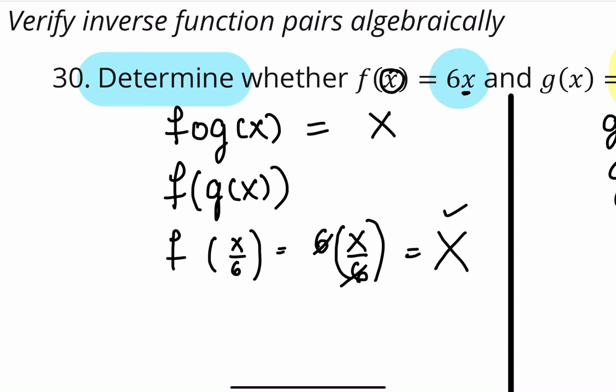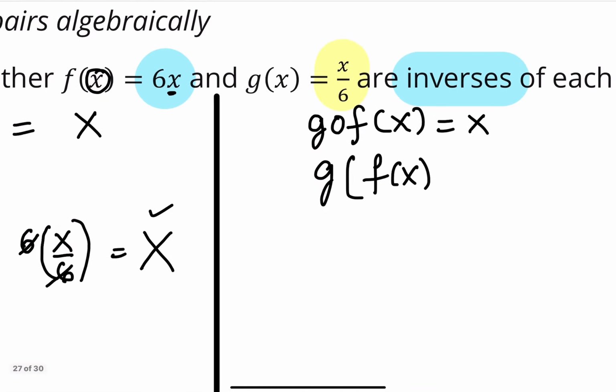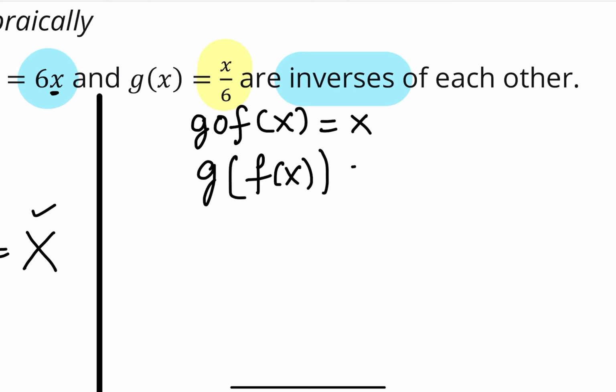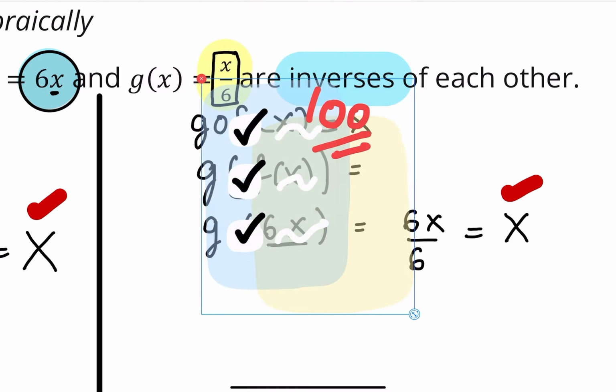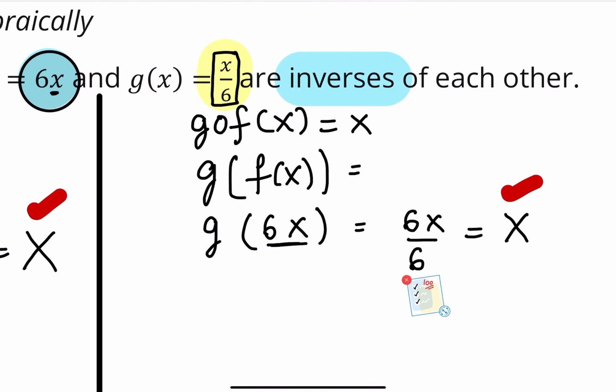So if the functions are inverse of one another, when you composite them, you get the value x. Now let's try this one. G of f of x. What is my function f of x? I have it right here, which is 6x. So g of 6x. Now what is my function g of x? X over 6. But instead of x, what do I have? 6x. 6x over 6 still gives me x. So both of these are check and check. If you look closely, both of them are the right values, 100%.